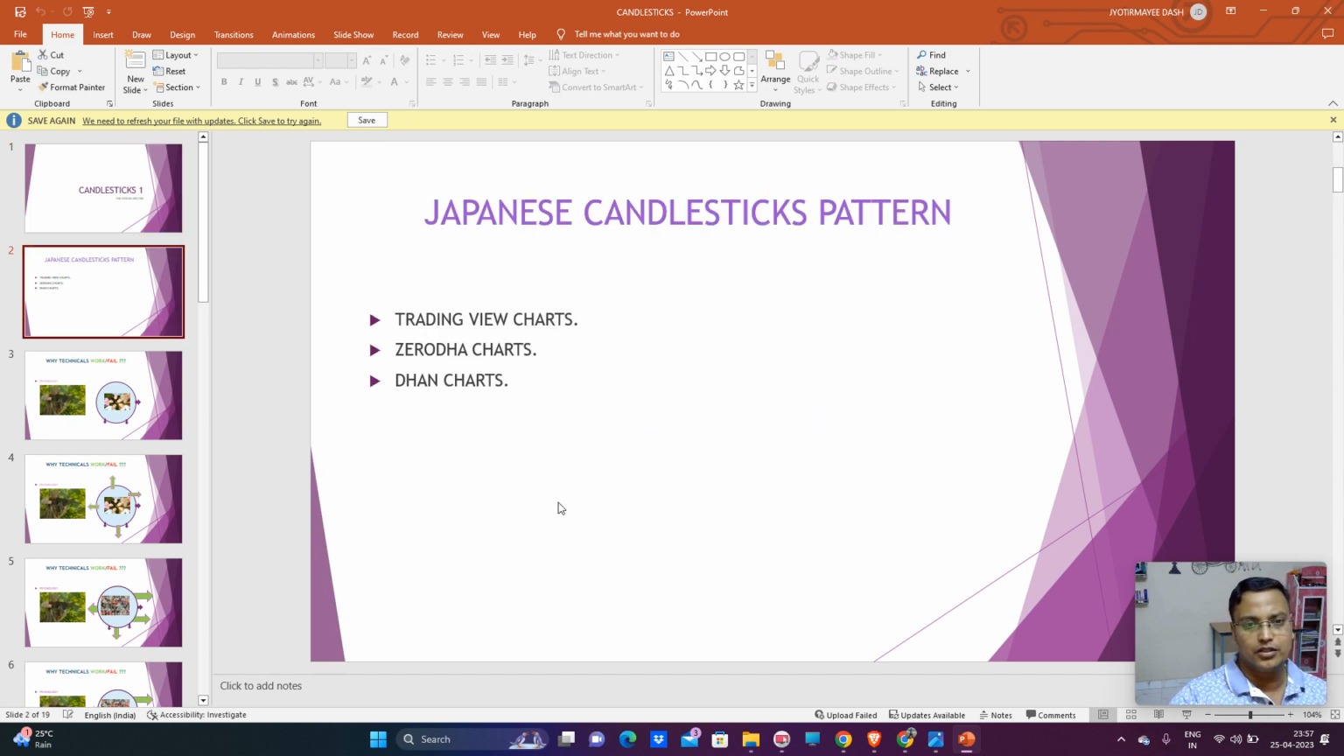Now let's start. This Japanese candlestick pattern we can study very neatly from these TradingView charts, which I often use, and ZERODHA charts are also good, and DHAN charts are also up to the mark.